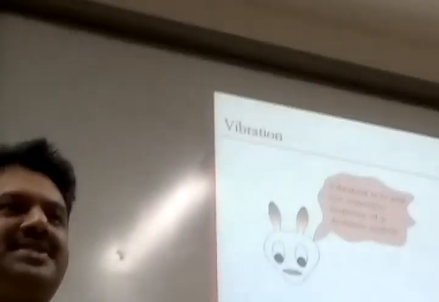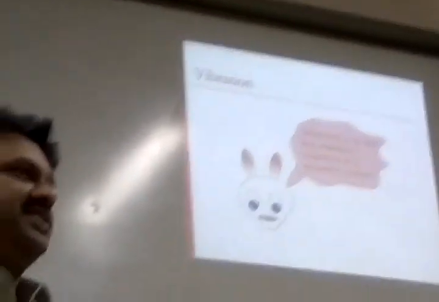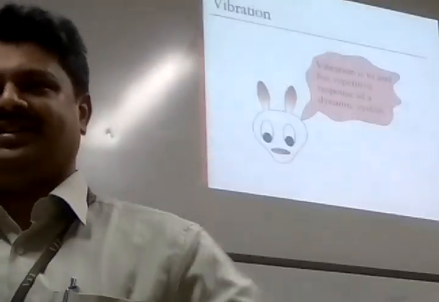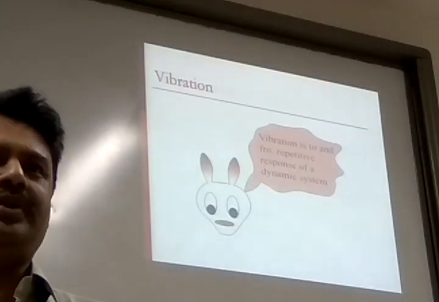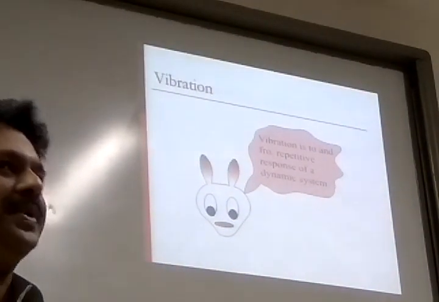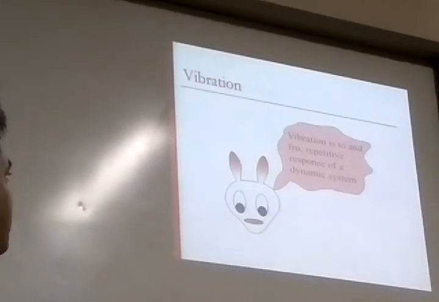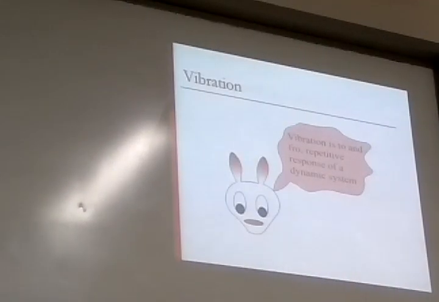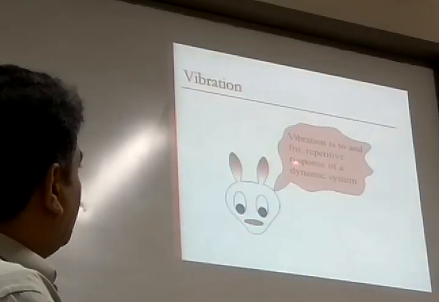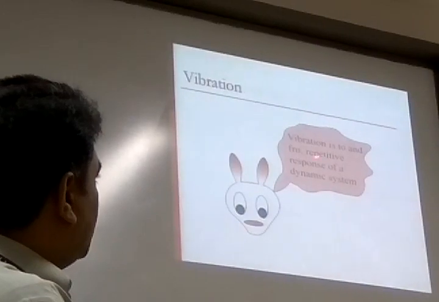What is meant by dynamic system? If the behavior of the system changes with respect to time, it is dynamic. This is static, it doesn't change. So if the behavior of the system does not change with respect to time, it's a static system. So dynamic system is basically a system whose response changes with respect to time. It's a dynamic system. So, repetitive response.